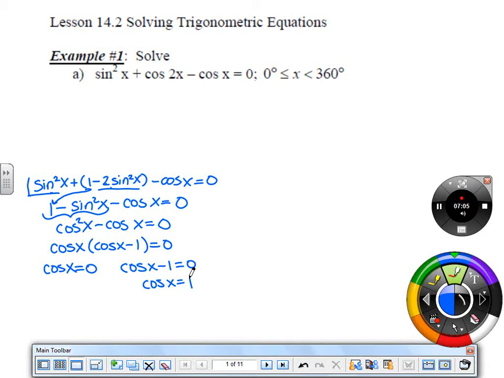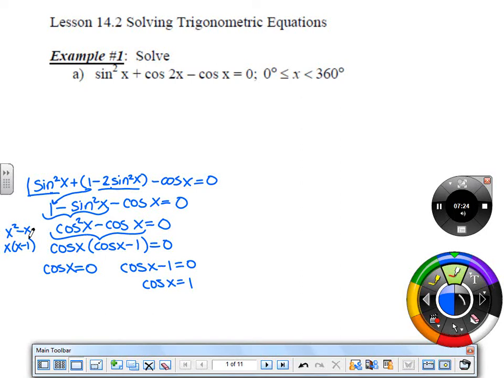Allison? Where did you get the cosine of x minus 1? I factored this. So this is just like having x squared minus x and factoring an x out of there that would leave x minus 1. But I used cosine of x. Is that all right? Yeah?